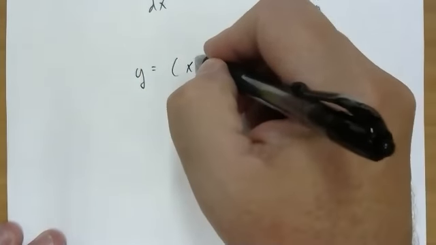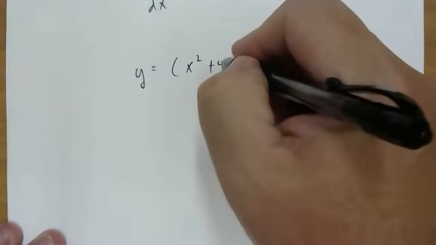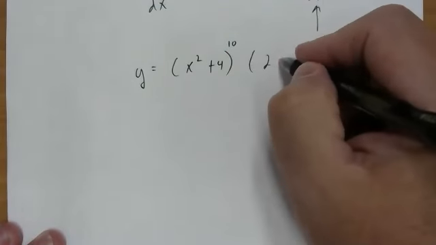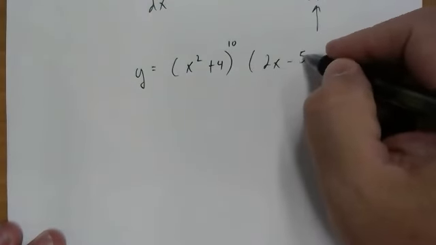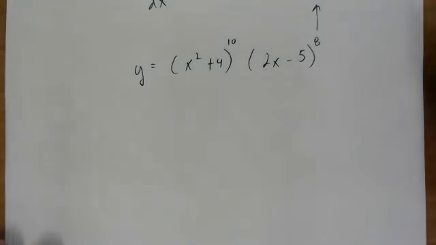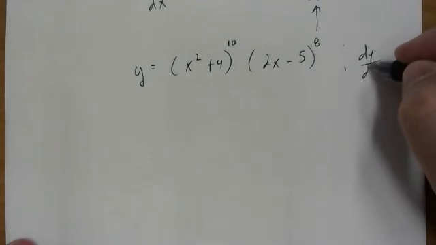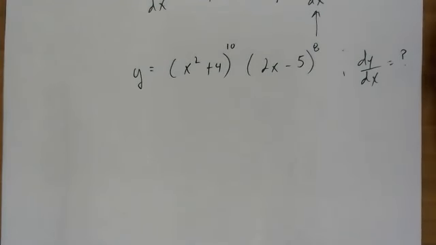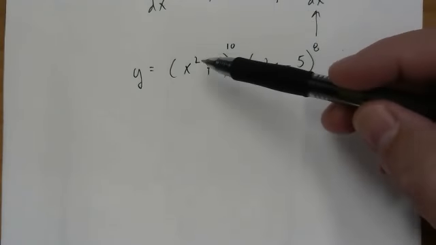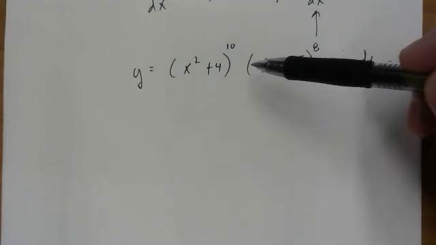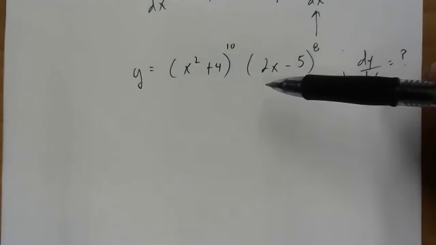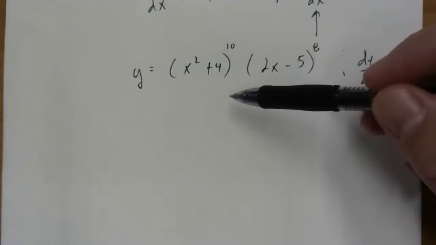So here's a pretty messy equation: y equals (x squared plus 4) raised to the 10th power times (2x minus 5) raised to the 8th power. We basically want to take the derivative of this equation. Now, if you were not going to use logarithmic differentiation, you could use product rule combined with chain rule. It could get sort of messy, though it's manageable. But instead, we're going to use logarithmic differentiation.